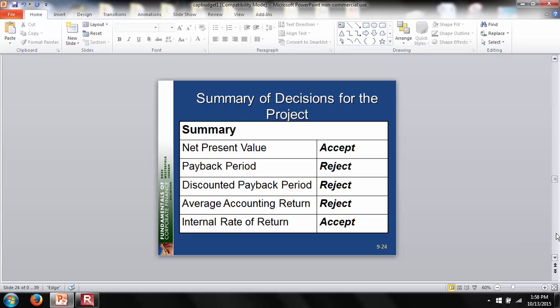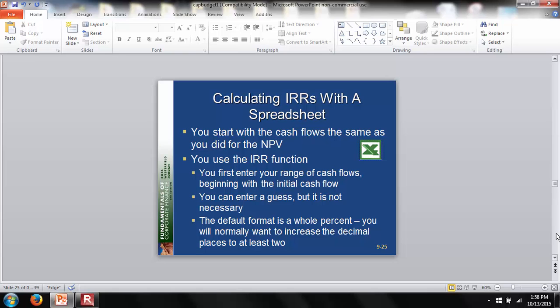Okay. So if you want to summarize the decision rules, the net present value says accept it. The internal rate of return says accept the project, while the payback rule and the discounted payback said that we have to reject the project.